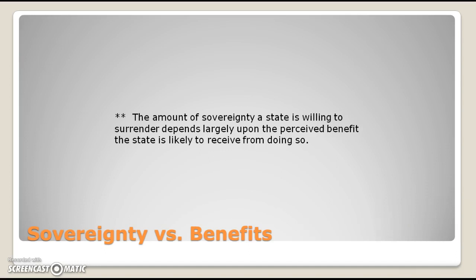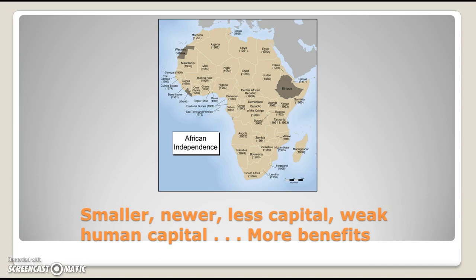Now, one of the things that is true across the world is that smaller states, newer states, states with less capital, states with weak human capital, with educated workforce, lots of different skill sets, states who are in regions that don't have a lot of stability and ability in and of themselves, there's a perception that larger states might have more to lose if they trade sovereignty for benefits. They might have to trade more sovereignty for the same amount of benefits that a small state does.